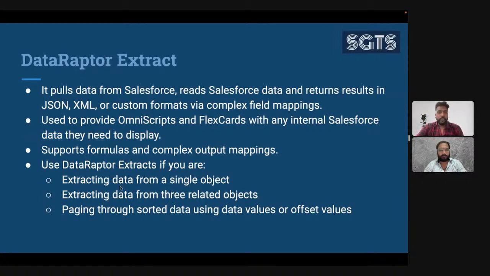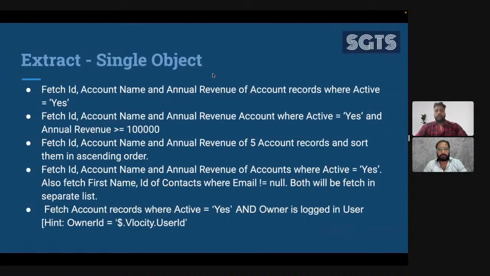So as you can see, extracting data from a single object, multiple objects, and if you want to use some where clause and all these things, we can do all in the DataRaptor extract, right? So if we see one of the examples of DataRaptor extract with a single object, like fetch account information where active is equals to yes. So we're gonna see in action how we can create a DataRaptor extract for fetching the account information where the active is equals to yes.